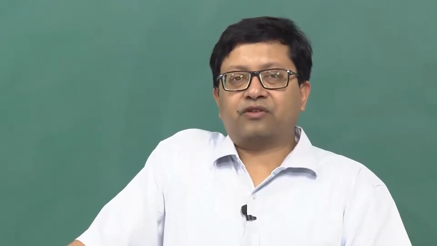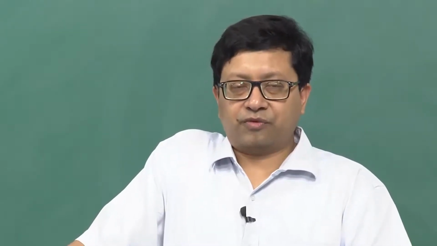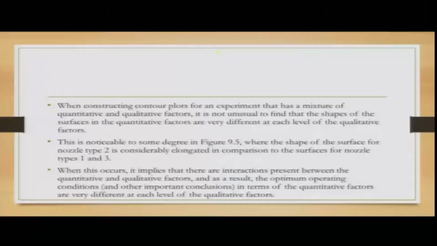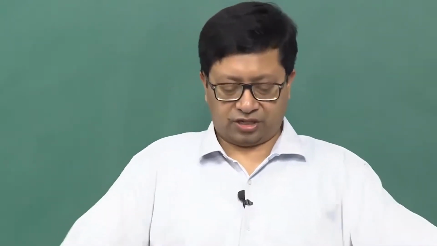So, obviously the qualitative and quantitative interrelationship would be such that trying to find out the contours would be quite interesting in this shape. This is noticeable to some degree in figures where the shape of the surface for nozzle type 2 is considerably elongated in comparison to the surface for nozzle type 1, because in nozzle type 2 the overall contour is much more elongated, or in one direction is basically stretched.